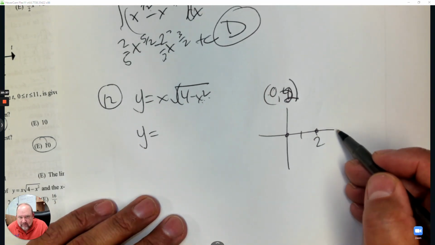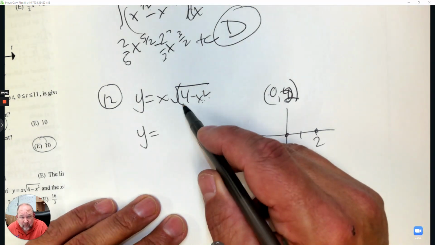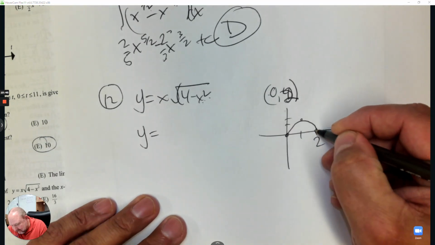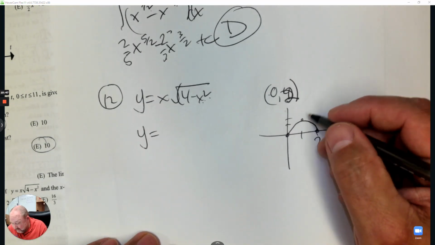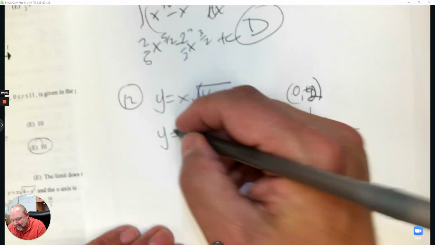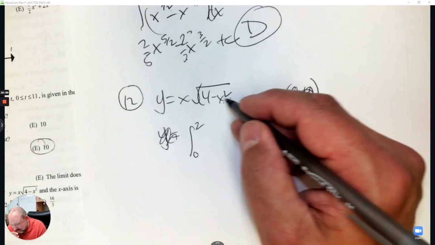Anything after that's going to be something that's undefined. If I plug in 1, I get 1 times the square root of 3, which is up here somewhere. But it's going to look kind of like this. And it says to find the what? The area, right here. So to find that area, we're going to integrate from 0 to 2. And we're going to integrate this.